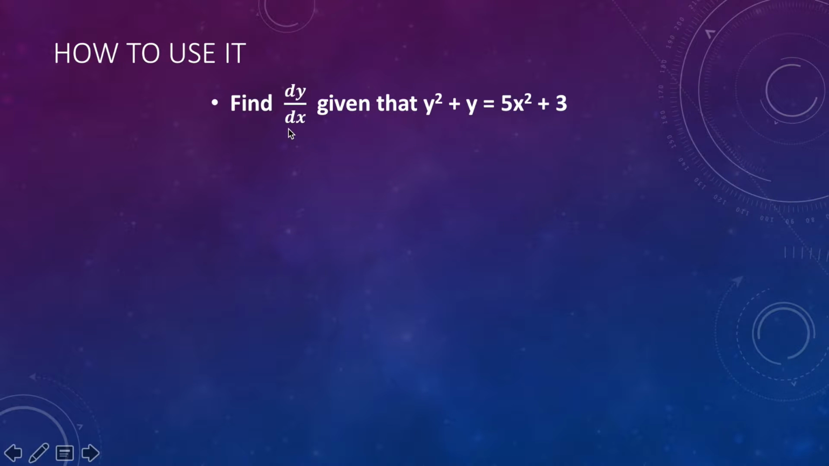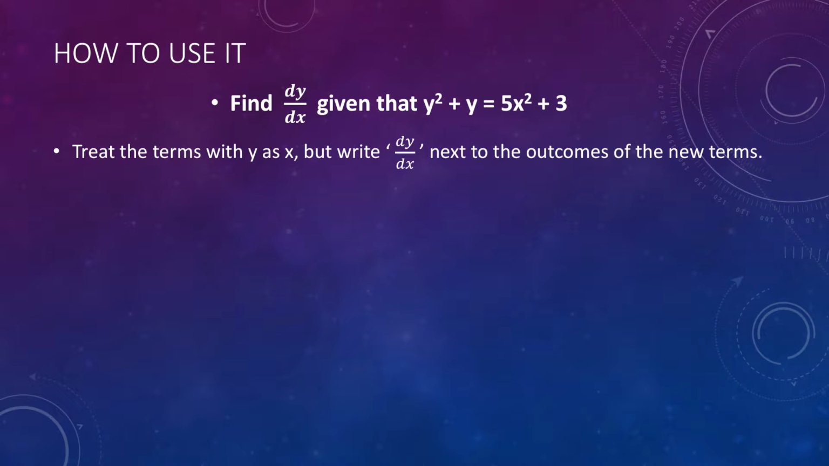So we're going to cover in an example how to use it. Find dy/dx given that y squared plus y equals 5x squared plus 3. What you want to do is treat the terms with y as if they were x's, but write dy/dx next to the outcome of the new term. So y squared turns to 2y, and then you have to write dy/dx next to it, right? And all we're doing here is just using the power rule. We're going to pretend that this was an x, and the new thing that you have to do is just write dy/dx next to it.